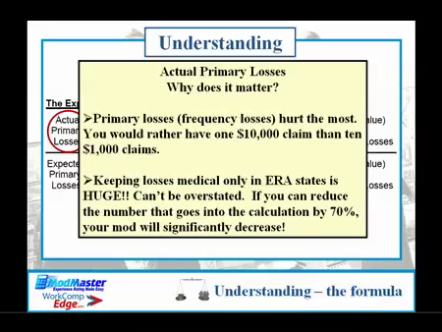Next, we're going to understand why actual primary losses matter. Primary losses hurt the most. You'd rather have one $10,000 claim than 10 $1,000 claims, because the way the split rating system works, if you have a $10,000 claim, $5,000 is primary and $5,000 is excess, but excess losses hurt your mod computation less than primary losses. Keeping losses medical only in ERA states is huge.